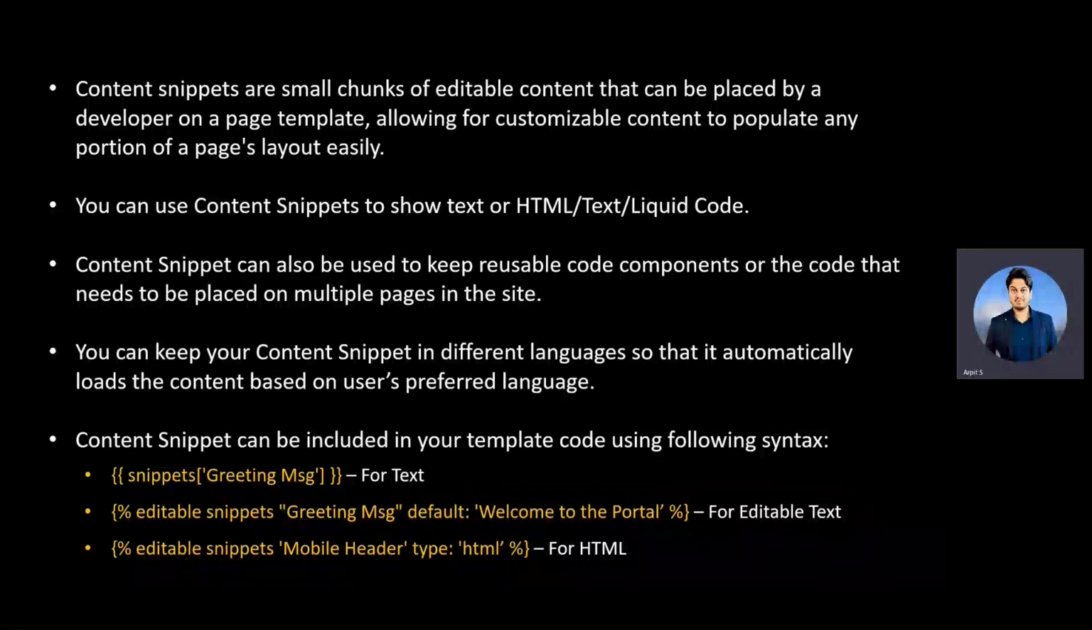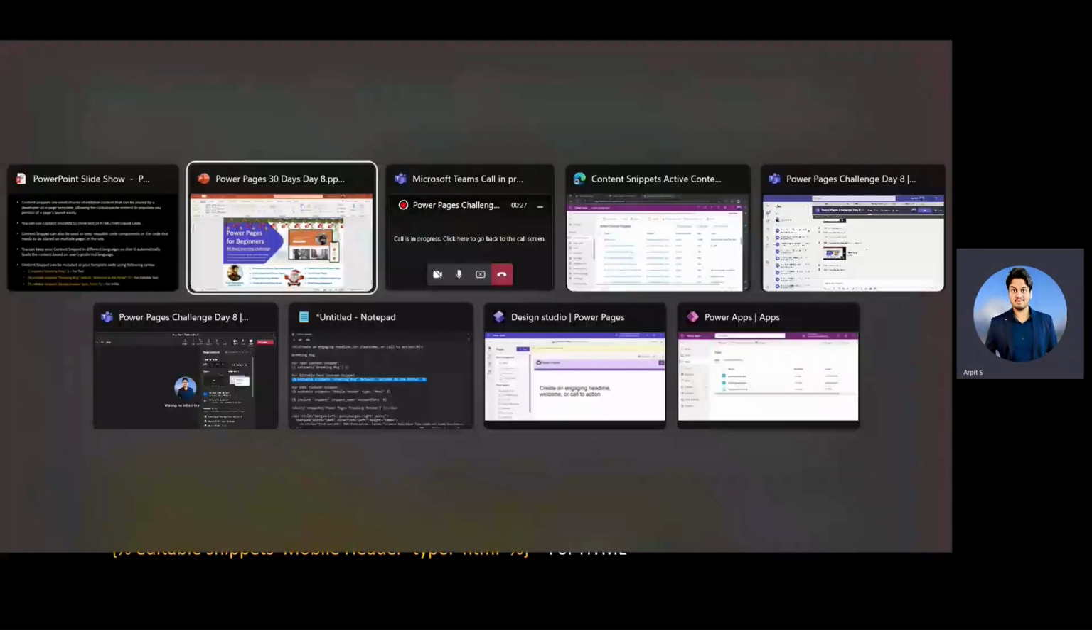If you use the keyword editable and put the name of your content snippet, that means you don't need to come to the content snippet to edit your text. You can directly change it from the Portal Designer Studio. Or if your content snippet is of type HTML, then you have to use this syntax: editable snippets, mobile header, type HTML. So let's get into the implementation and quickly have a look at how the content snippet looks like.